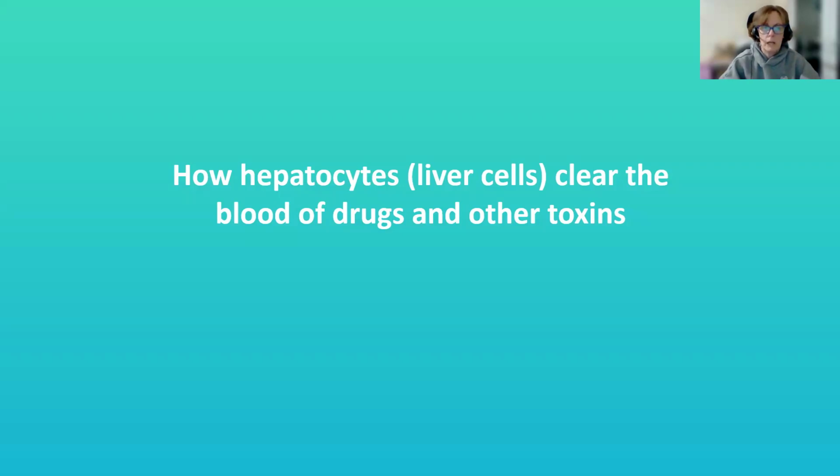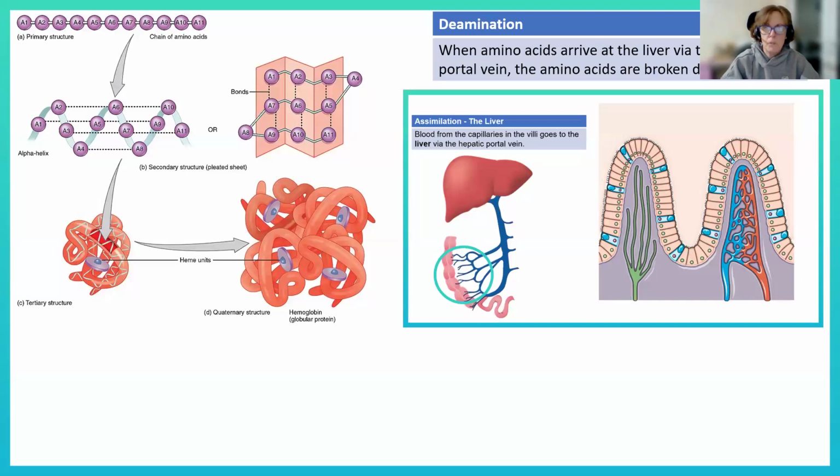So we're going to have a look now at how hepatocytes, or liver cells, clear the blood of some toxins. And one of the things that the liver does, and this is an important process, is called deamination. So last week we had a look at the structure of proteins, and we said they have a chain of amino acids which can get twisted into a helix shape, folded into a zigzag shape, and then that chain will fold up and you can get multiple chains stuck together. And that will give you a protein, a globular protein.